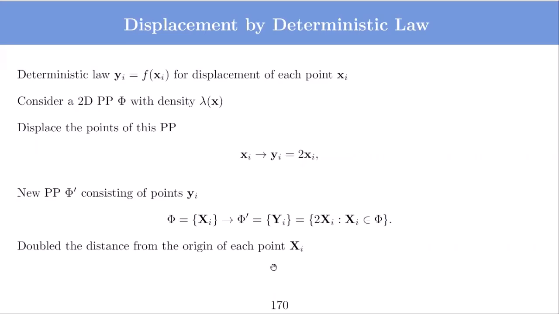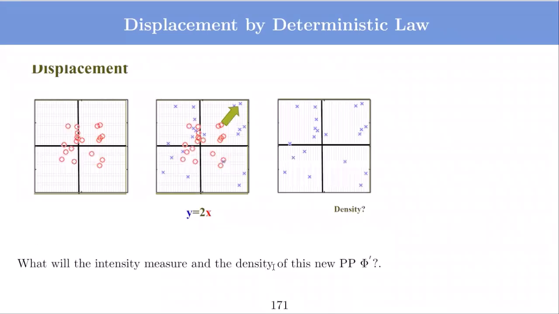If you take these two point processes, there will be a map from one realization to one unique realization in yi. So you can see this is xi and I have scaled it to new points. Every point will move a little bit away, and this is the new point process you will get. So the question is, what will be the density and the intensity measure of this new point process?